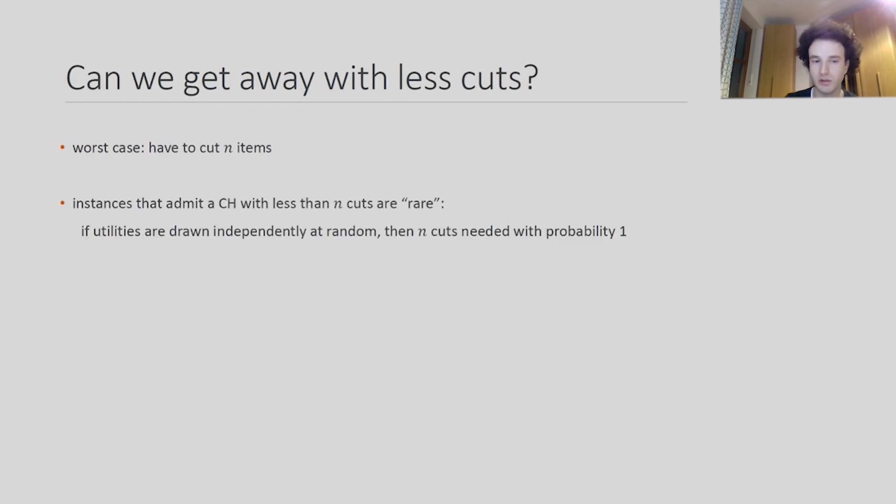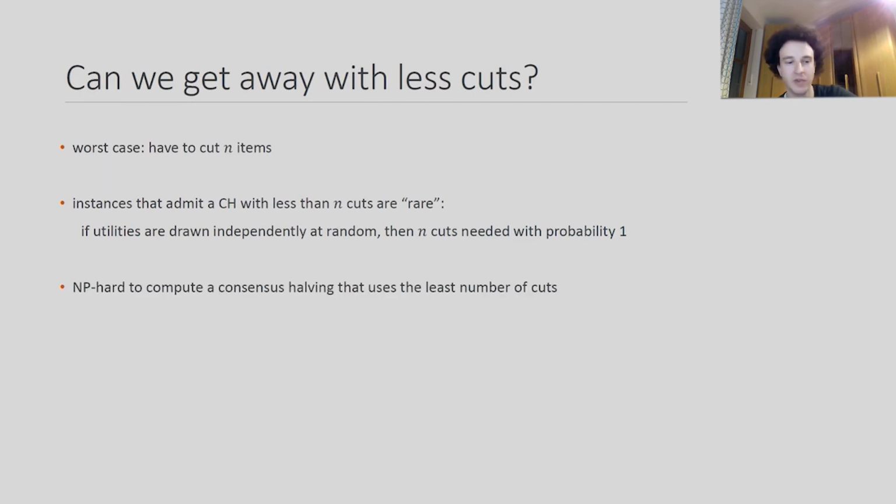Actually, we show a stronger result than this. We show that instances that admit a consensus halving with strictly less than n cuts are very rare. What do we mean by this? Well, if you draw the utilities, the utility that every agent has for every item, independently at random, then you're going to need n cuts for any consensus halving with probability 1. In other words, with probability 1, every consensus halving for that instance will require at least n cuts.